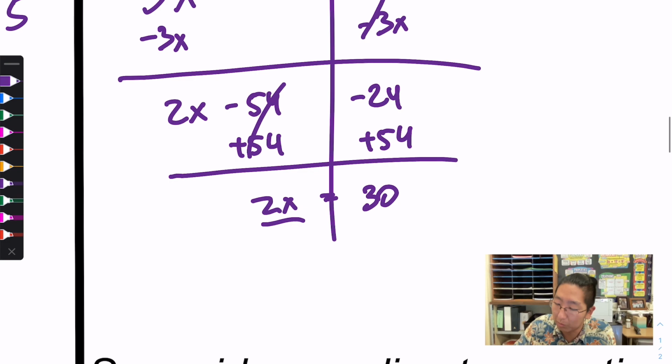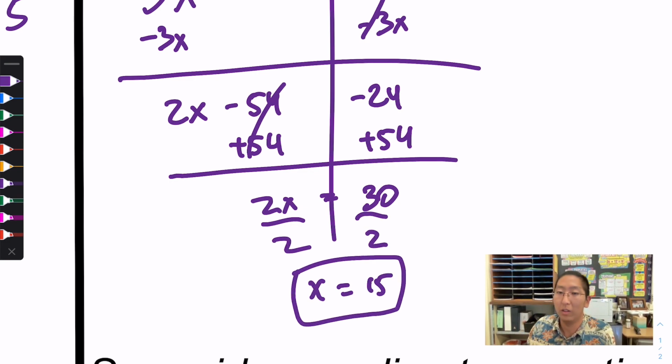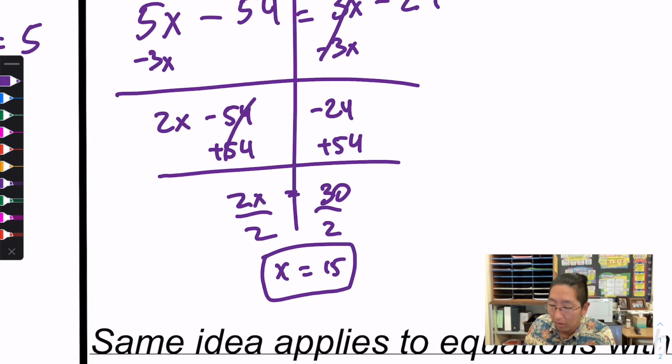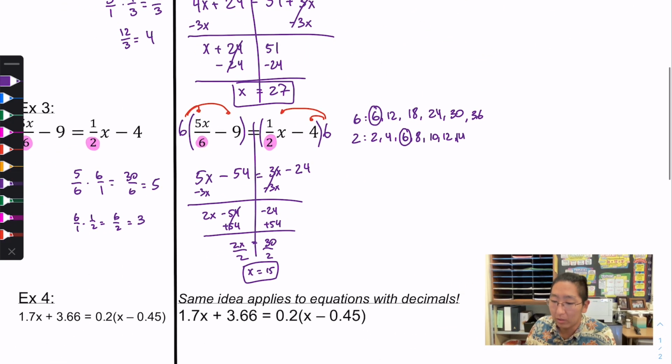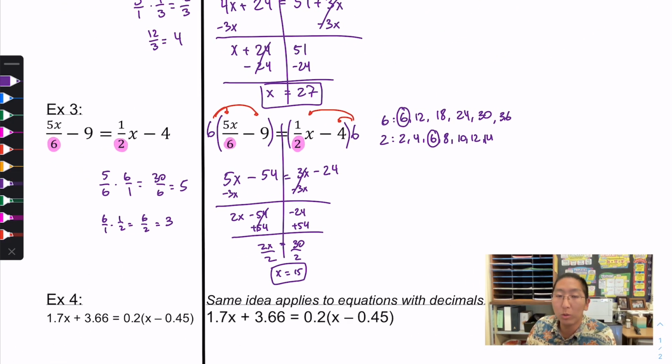And then divide both sides by 2. X equals 15. Whew. All right. So fractions, we're trying to get rid of the fractions by multiplying by common denominator. The least common multiple of the common denominator.